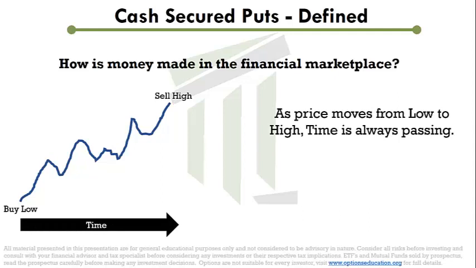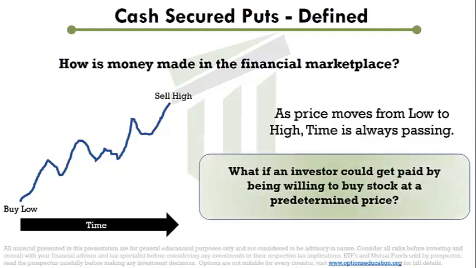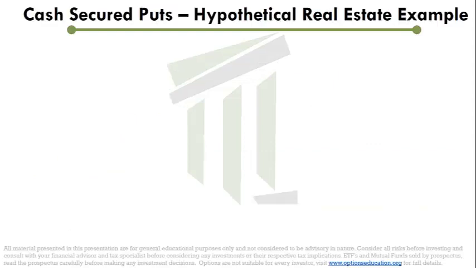So as price moves from low to high, time is always passing. And we've got to remember that. The only thing we know for certain in a market is that time will pass. So one of the advantages of selling options is the fact that we can get paid for the passage of time. So think about what an investor could do if they could get paid by being willing to buy stock at a predetermined price. So let's look at a hypothetical real estate example.